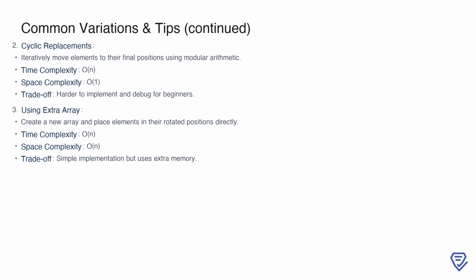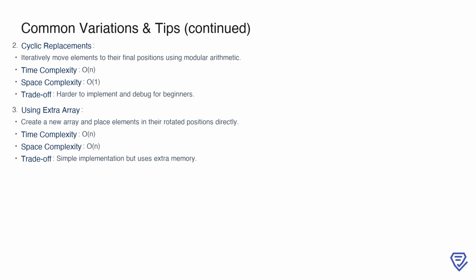The cyclic replacement method involves iteratively moving elements to their final positions using modular arithmetic. This approach also achieves O(n) time complexity and O(1) space complexity, but it can be challenging to implement correctly, especially for beginners, as it requires careful handling of cycles.